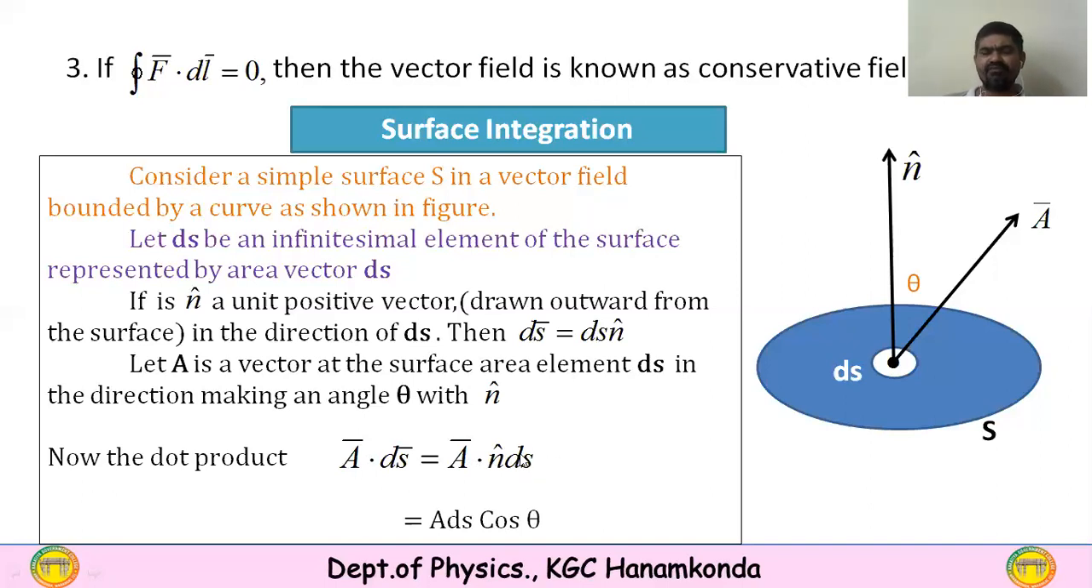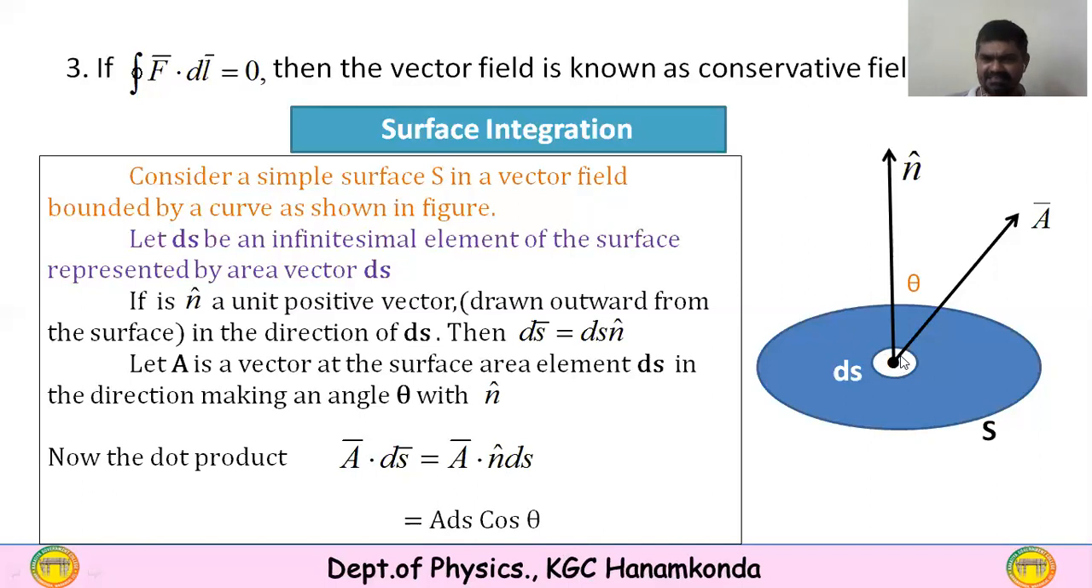This is the magnitude of the area element. Therefore, the magnitude of n cap is 1, because that is a unit normal vector. The magnitude is always 1. Therefore, the magnitude of a bar is written as a, and the magnitude of n cap is 1 already. Therefore, a into ds cos theta. This is the value for a bar dot ds bar. This is the amount of flux coming out of this ds area element.